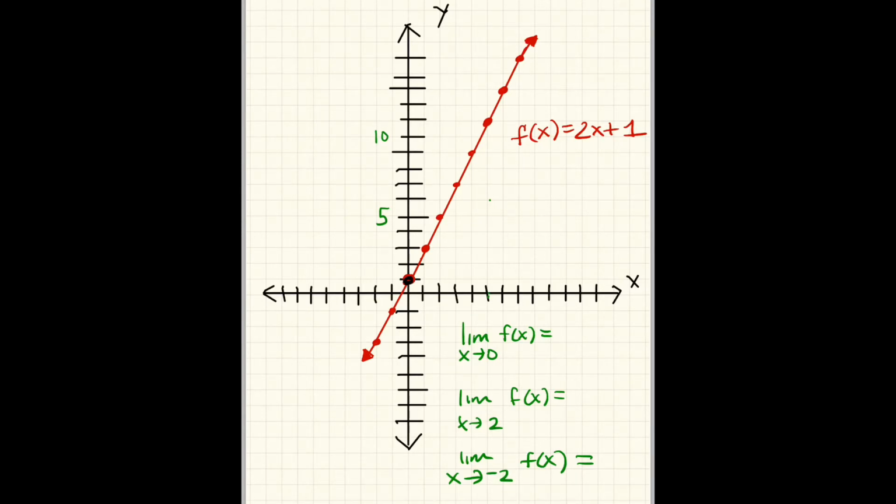Okay, so let's first start this problem here. Number 1. The limit as x approaches 0 of f of x, right? The limit as x approaches 0 of f of x. So all I have to do is come down here.